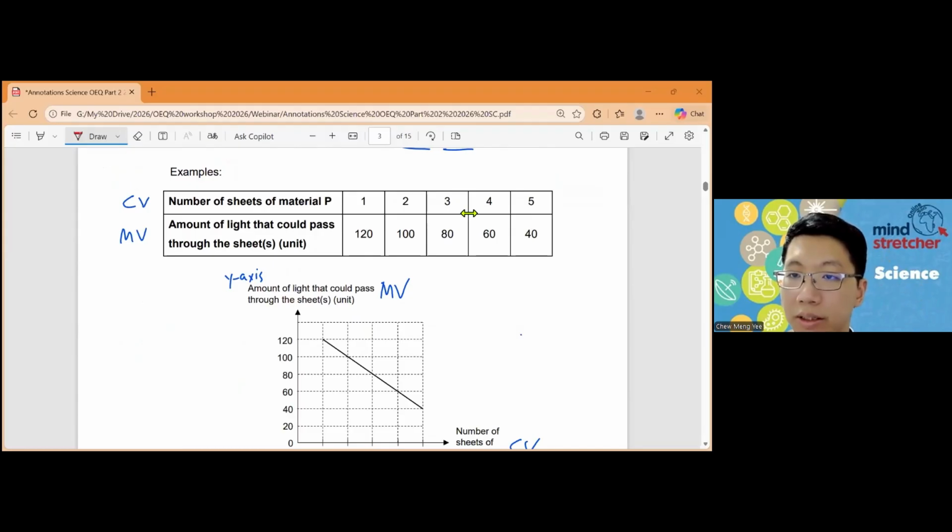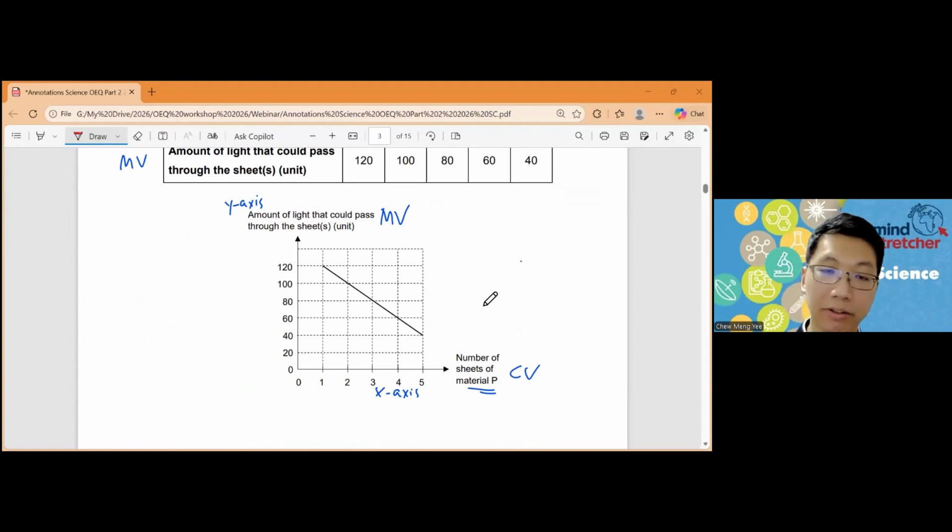When would the x-axis not be the change variable? Now, what I say here, like I said, very commonly, x-axis is the change variable. Y-axis is the measured variable. But you must always read your question to be very sure.